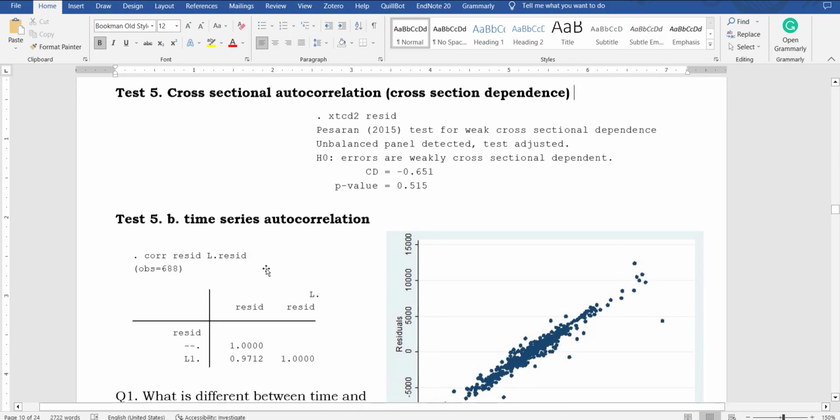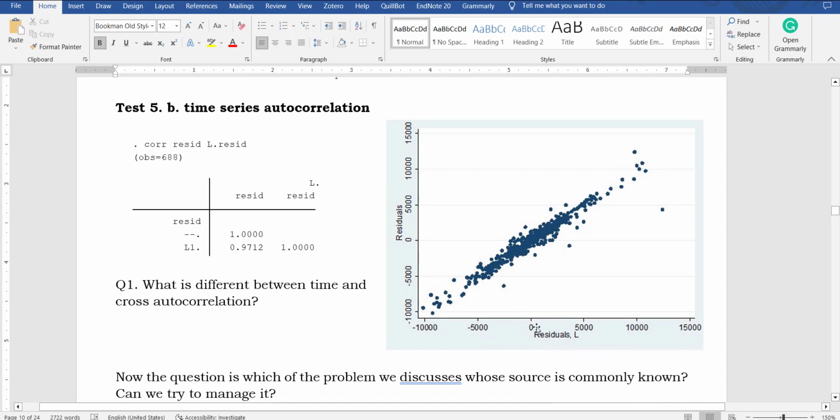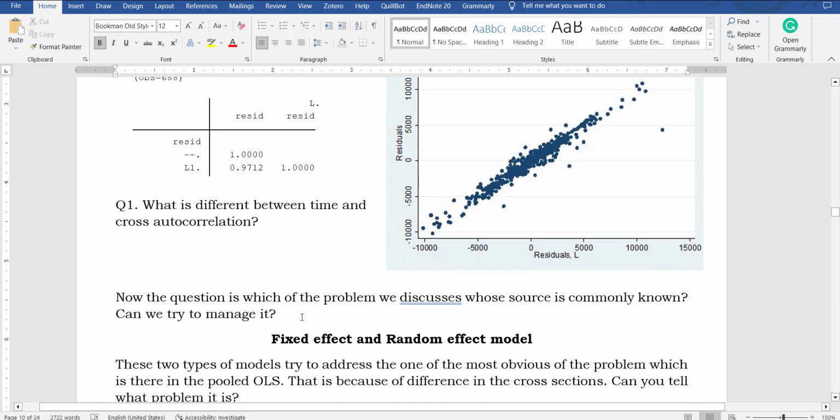Now for time series autocorrelation, the Durbin-Watson is only shown for time series data in Stata. So we can do it manually. We can generate residuals and correlate them with the lag of residuals and then make a plot. You can notice that the lag and present residuals are positively, highly correlated, 0.97. So it means there is autocorrelation. So these are many problems. Okay, so what is the difference between time and cross section autocorrelation?